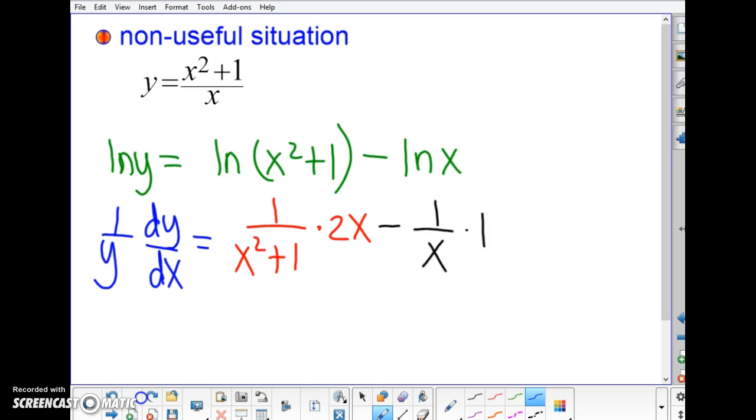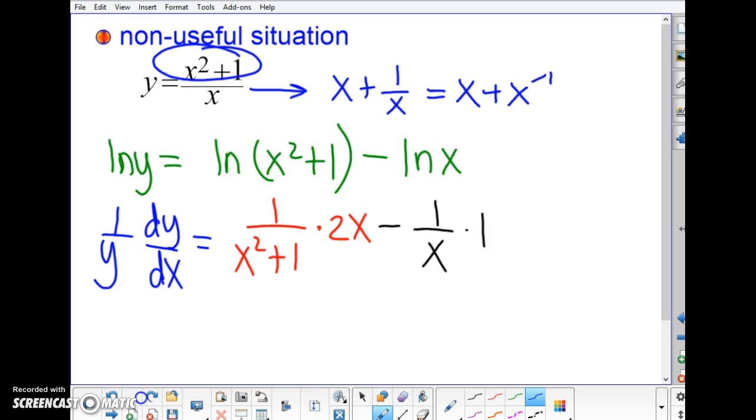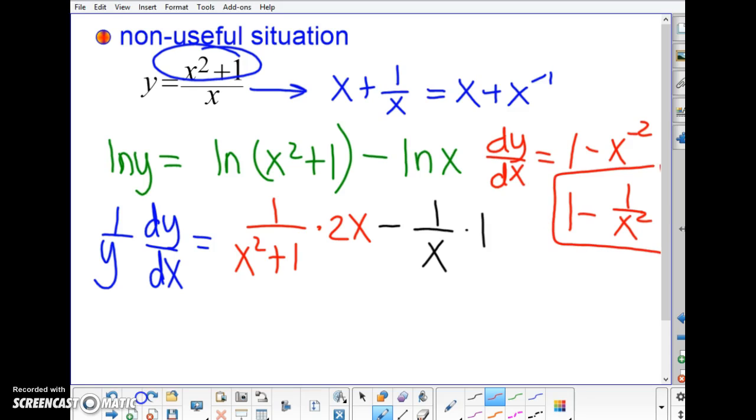When I could have just used the simplifying idea in the original problem, that I have this entire fraction that gets divided by x, so x squared over x plus 1 over x, or in other words, x plus x to the -1. So the derivative of that isn't going to be too bad. 1 minus x to the -2, or in other words, 1 minus 1 over x squared. So that derivative wasn't so bad either, and I didn't need logarithmic differentiation.